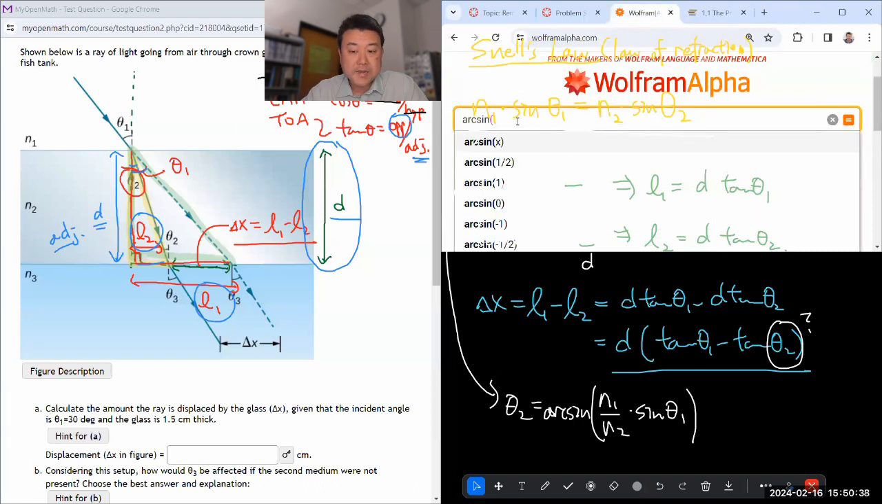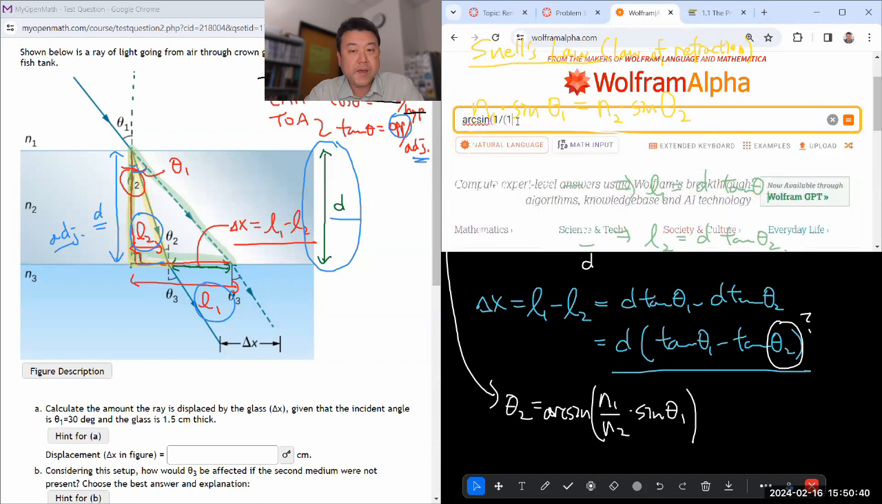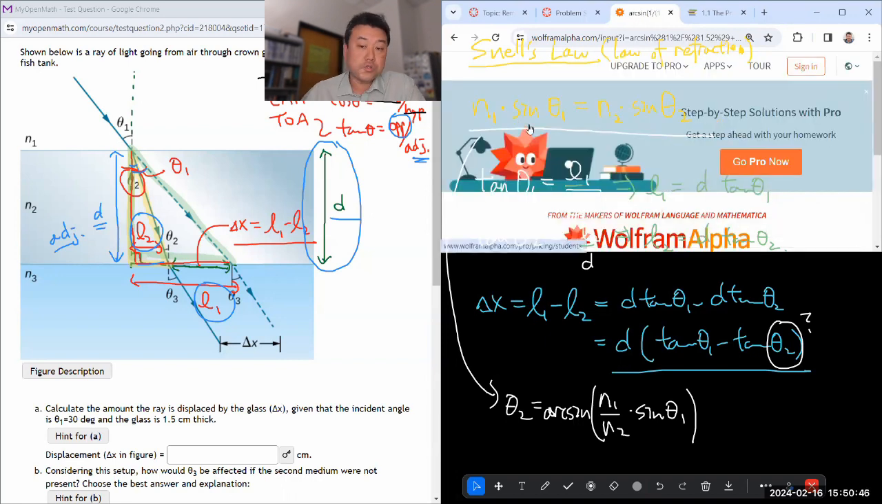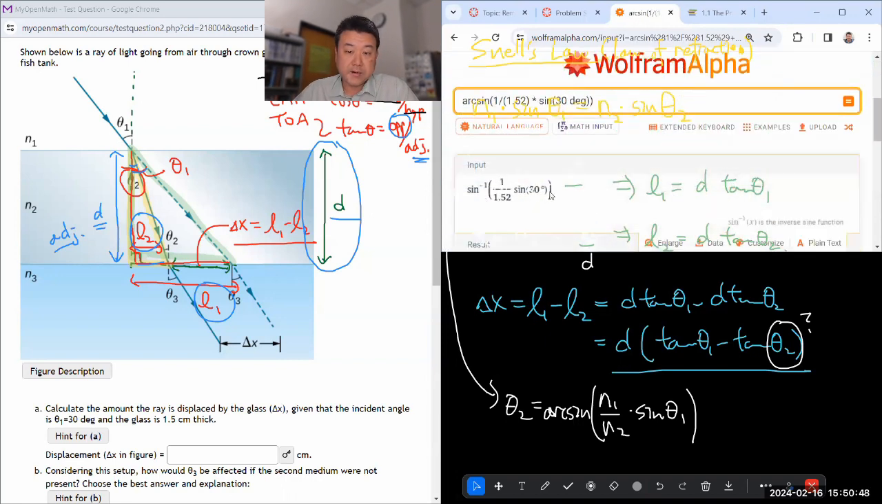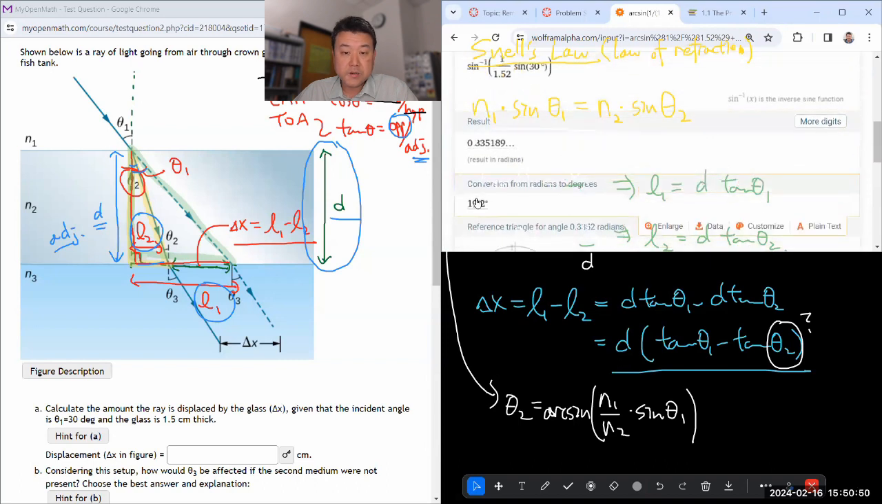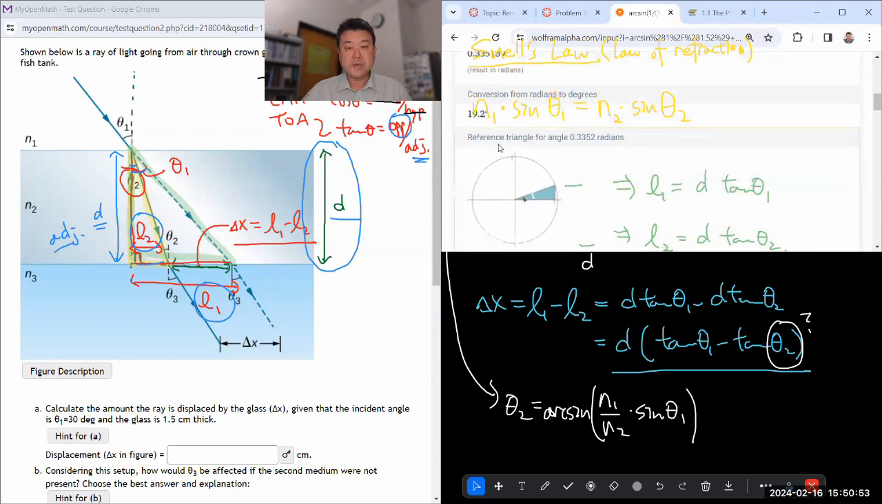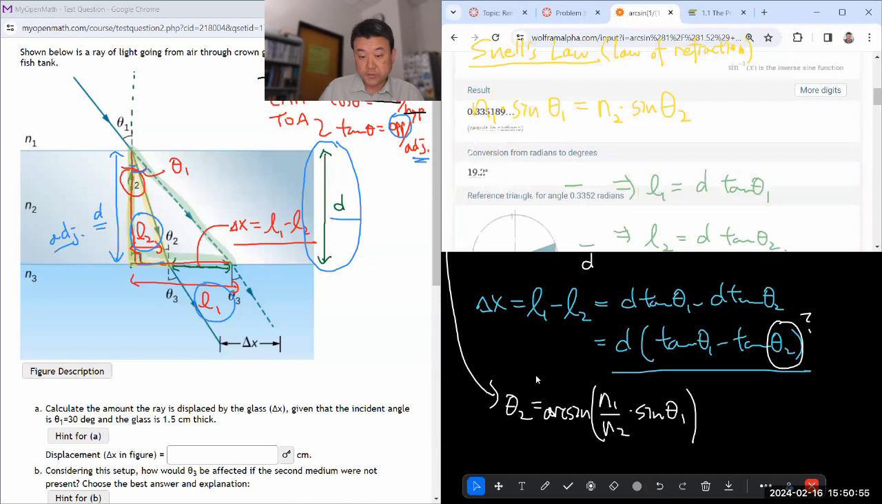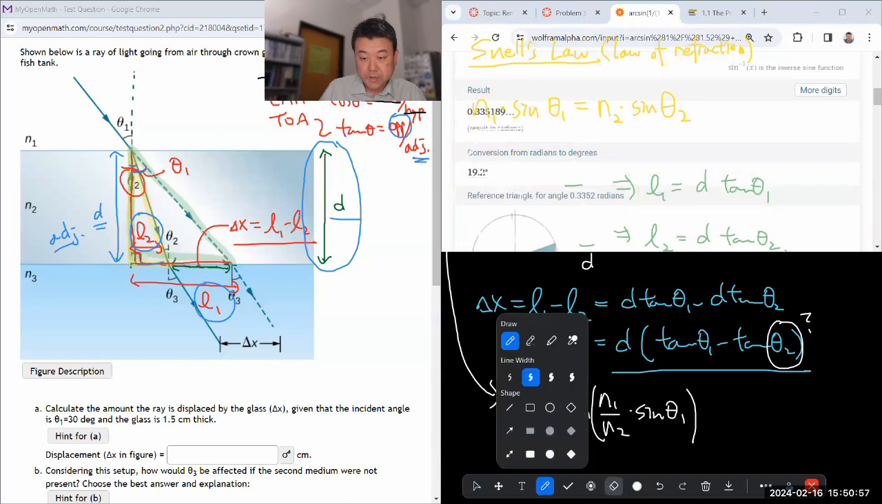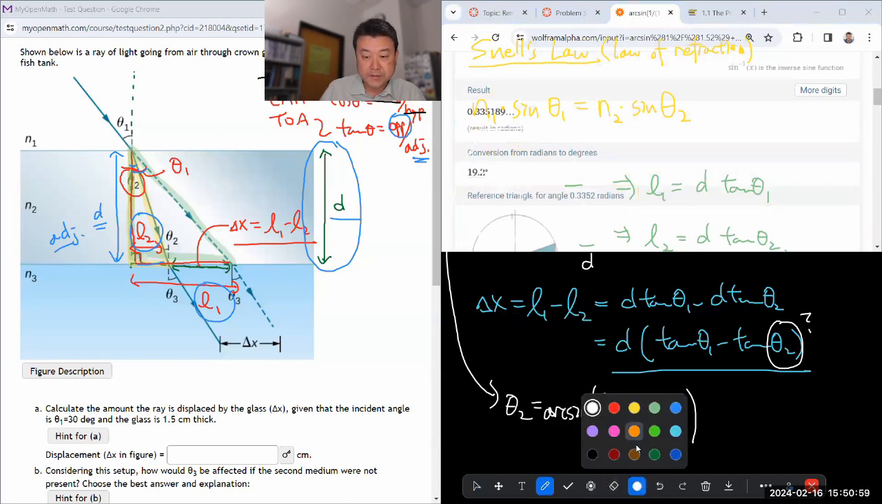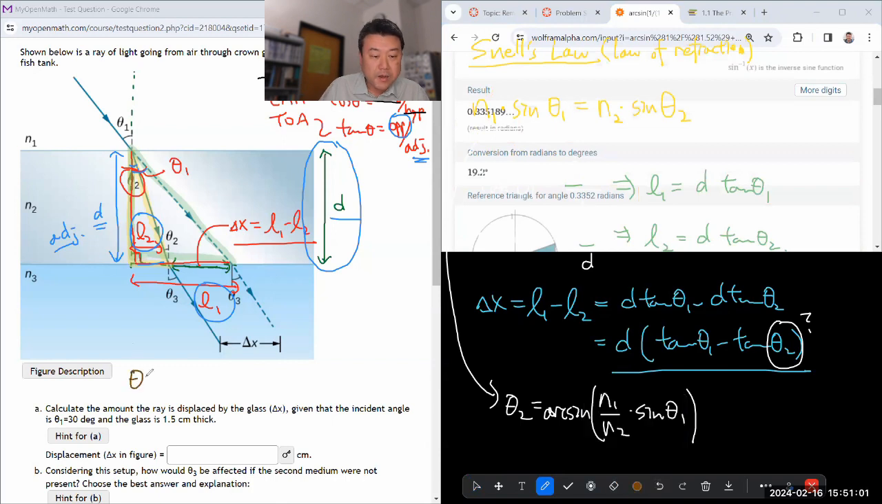So arcsine of air divided by 1.52 for glass times the sine of the angle, 30 degrees. You could totally do this and get an answer, 19.2 degrees, and use that in further calculation. So again, yes, you can totally do that. Work out what theta 2 is, 19.2 degrees, finish the calculation. Good, that'll get to the correct answer.